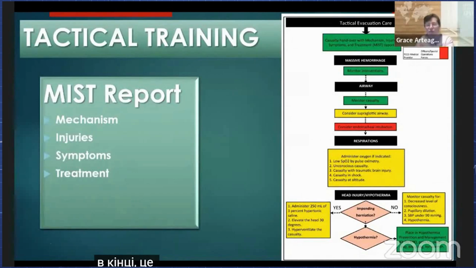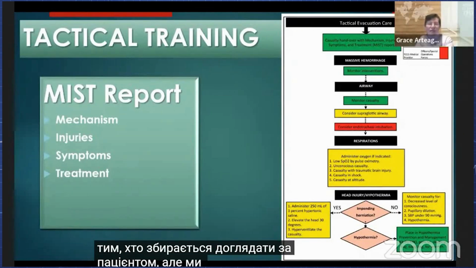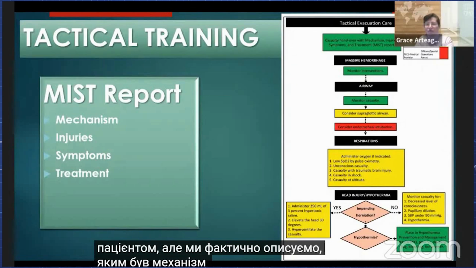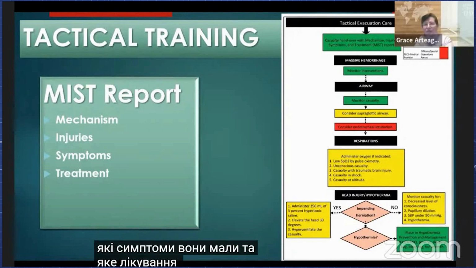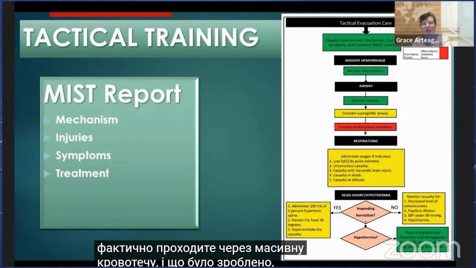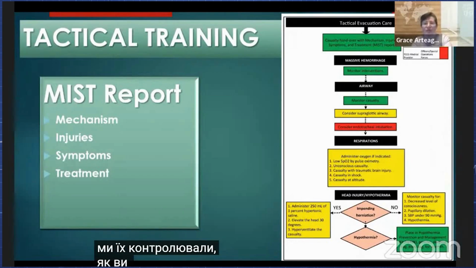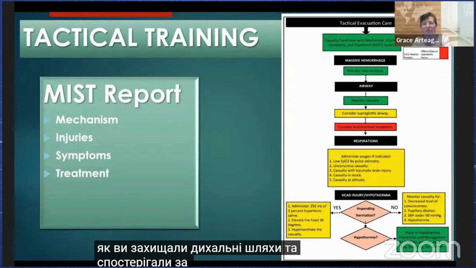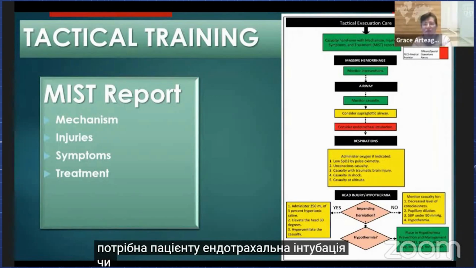At the end, it's going to be the MIST report, right? The report that we provide to those who are going to be taking care of the patient, where we describe what was the mechanism of injury, the type of injuries the patient has, what symptoms they presented with, and what kind of treatment we provided. And in that box in front of you, you go through the massive hemorrhage and what was done, what kind of interventions were done and how we were monitoring them. How did you protect the airway and monitor the casualty? And if the patient required endotracheal intubation or not.